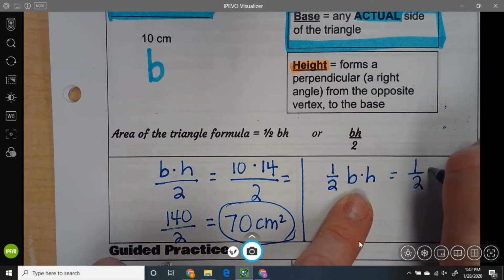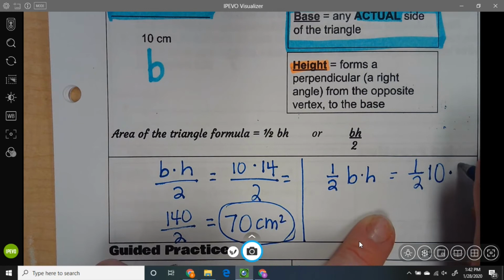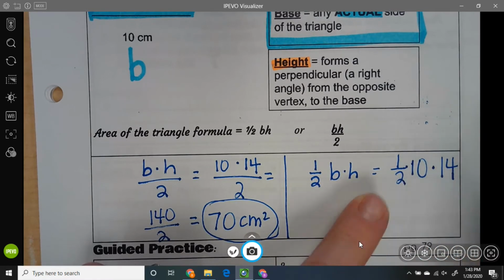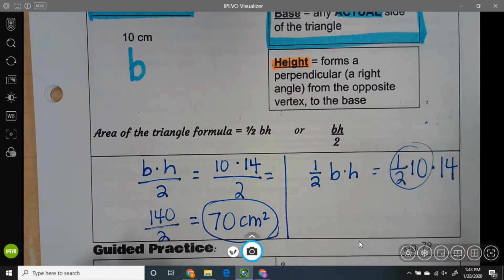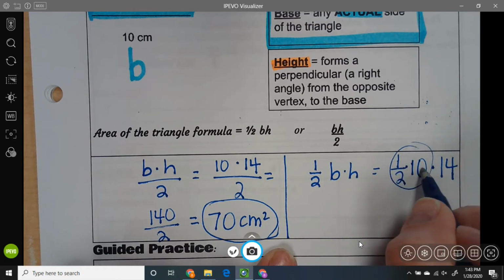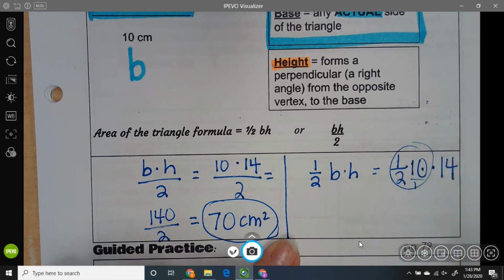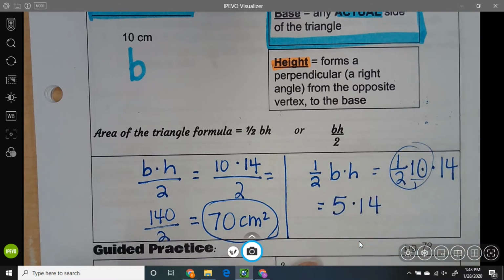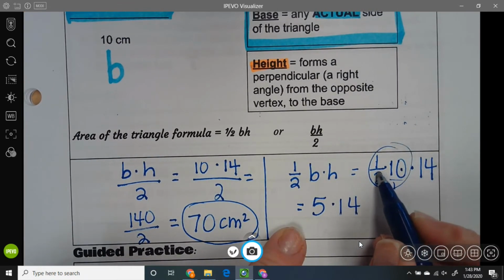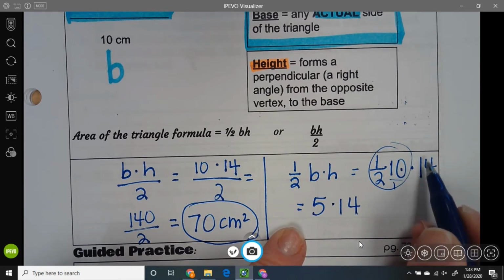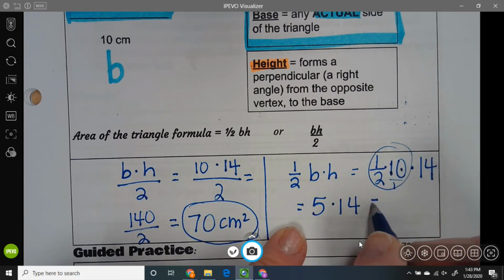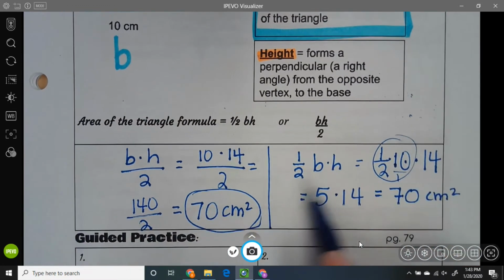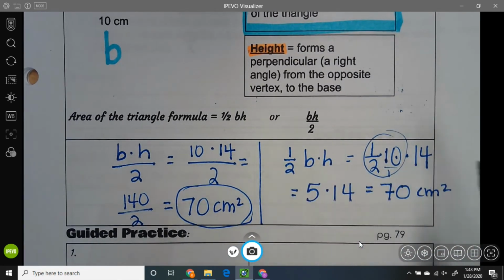1/2, and then the base is 10 times the height of 14. So remember the commutative property means I can switch the order, so I could do 1/2 of 10 first. So 10 times 1 over 2, or I can just do half of 10. Well, I know that would be 5 times 14. Or if it would have been easier for me, I could have done half of 14 is 7, and 7 times 10 is 70. So it's 70 square centimeters. So either way, whichever formula version I use, it still is the area of a triangle.